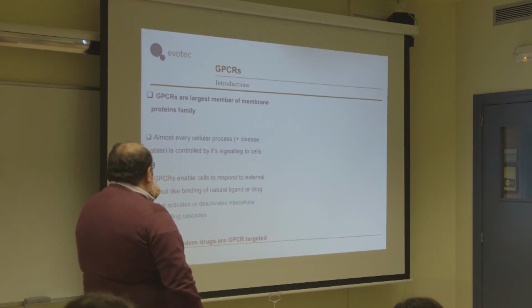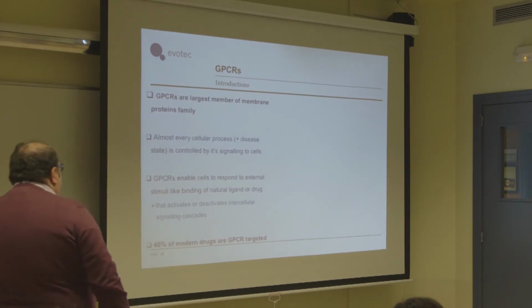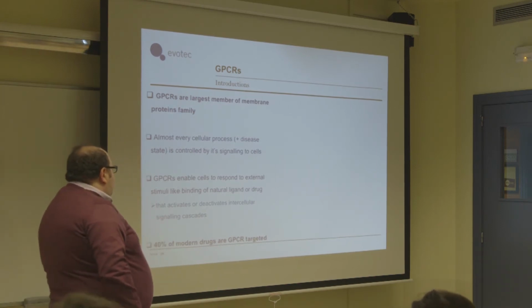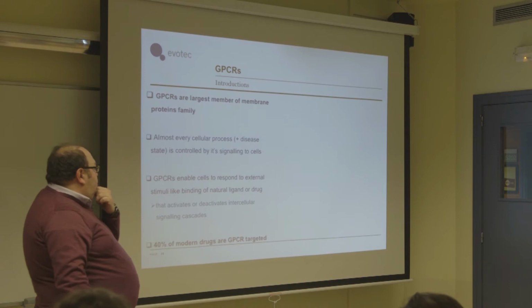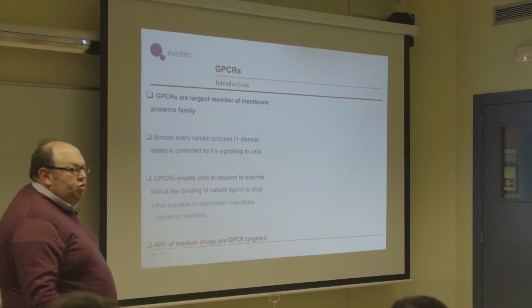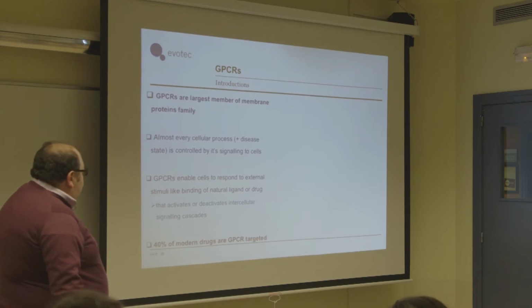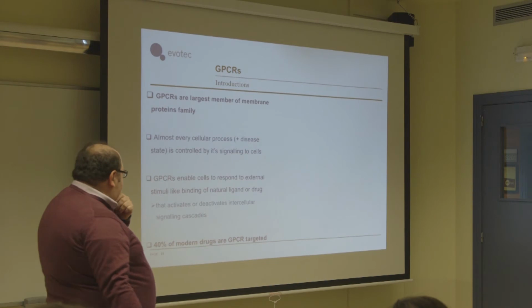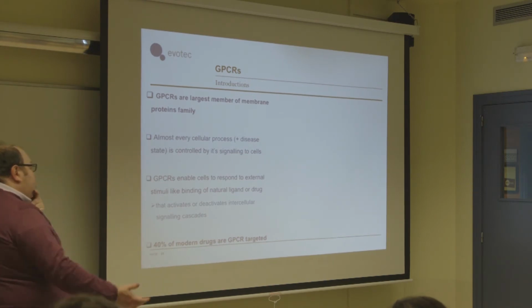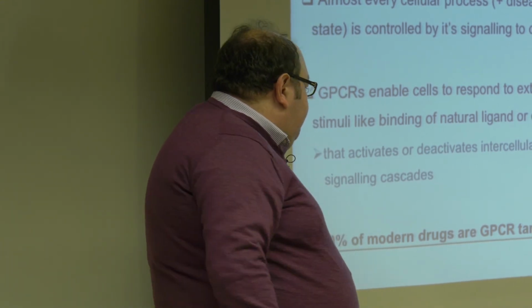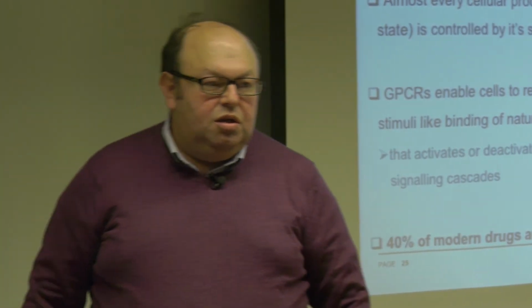So GPCRs, G-protein coupled receptors, are the largest member of the membrane protein families. Almost every cellular process, plus disease states, is controlled by their signaling to the cell. GPCRs enable the cell to respond to external stimuli that you see, which activate or deactivate intracellular signaling. And between 40 and 60 percent of modern drugs are GPCR targets.